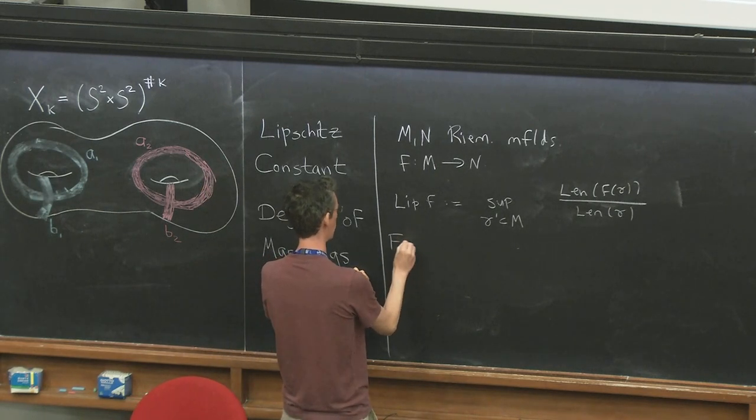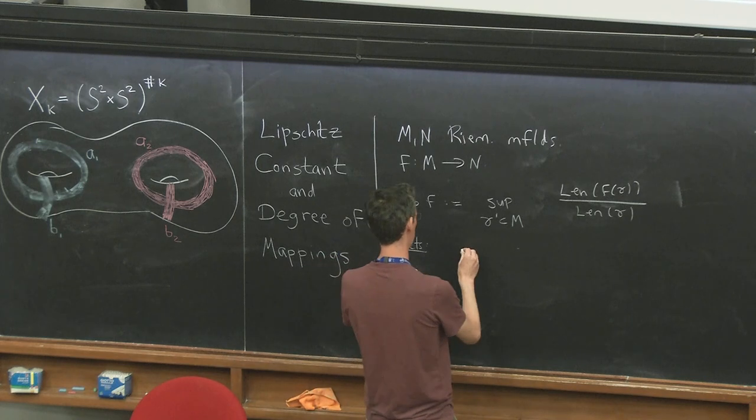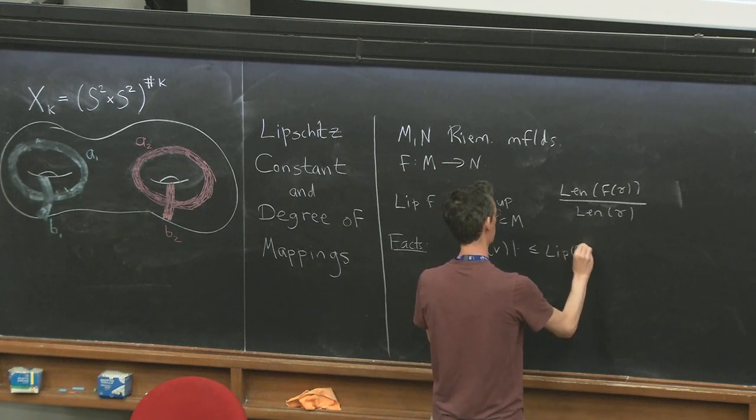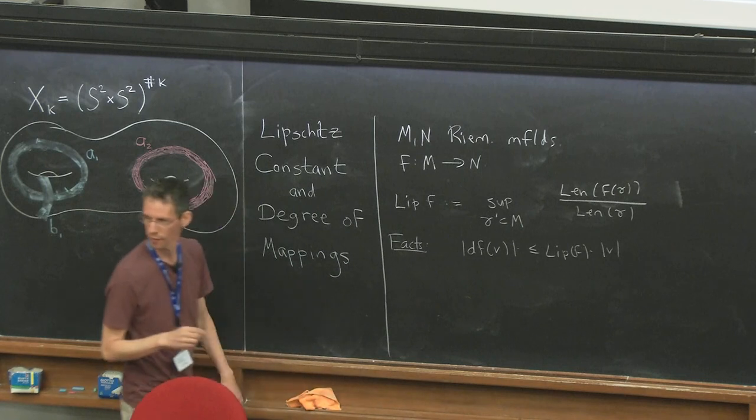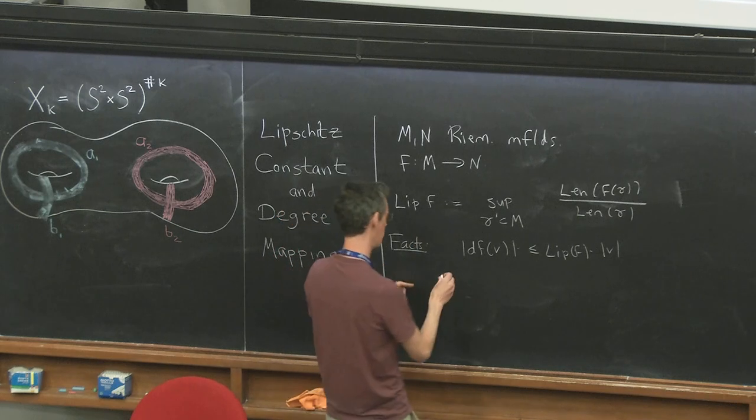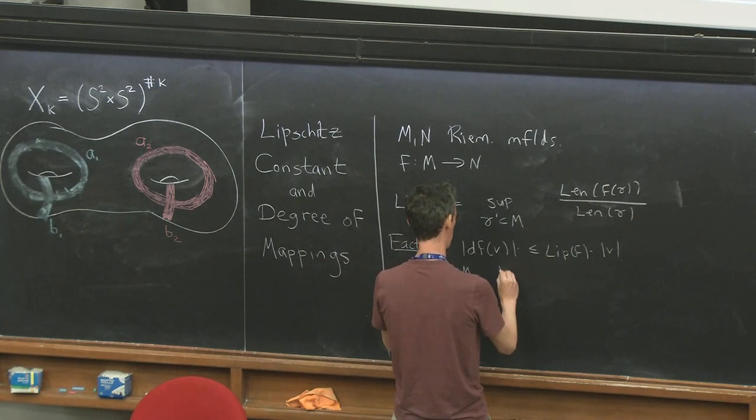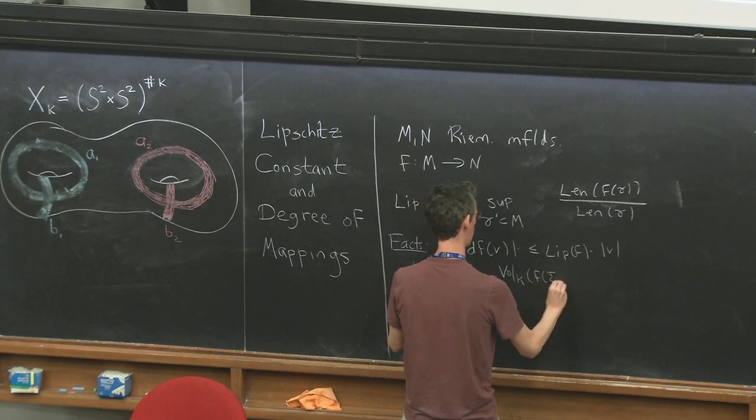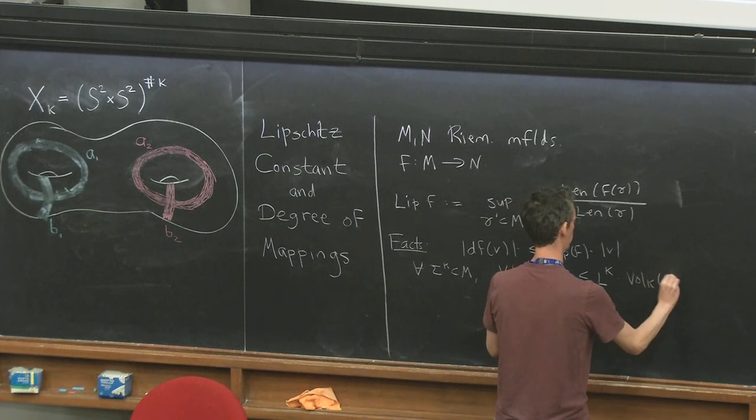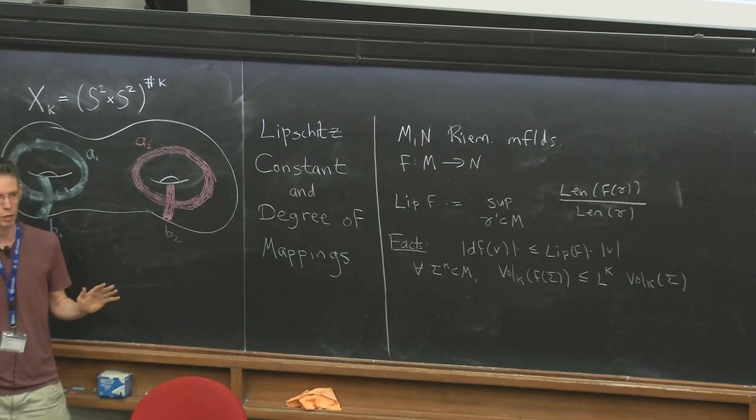Here are a couple facts about it. It's also related to how much it stretches other things. So the infinitesimal version of this is that if you look at the length of df of a tangent vector, that is at most the Lipschitz constant times the length of the tangent vector. And if you look at what f does to surfaces of higher dimensions, then you can say that if you have a k-dimensional surface in your manifold, then the k-dimensional volume of the image is at most L to the k times the k-dimensional volume of the surface. Okay, so hopefully that gives some sense of what is a Lipschitz constant.